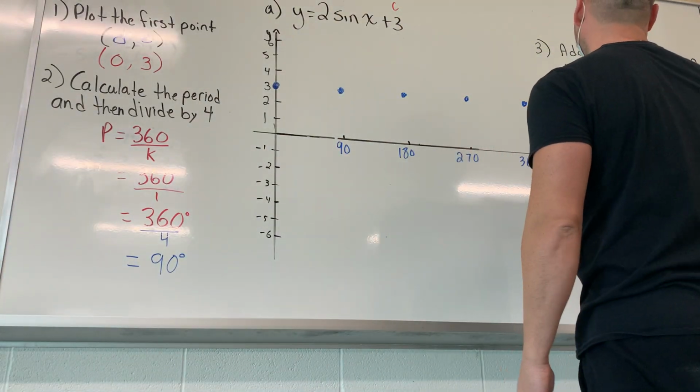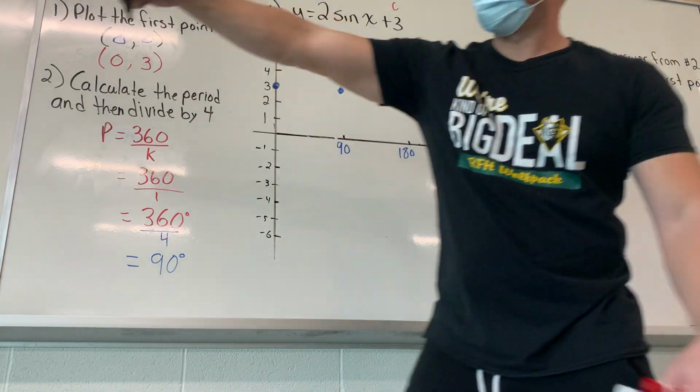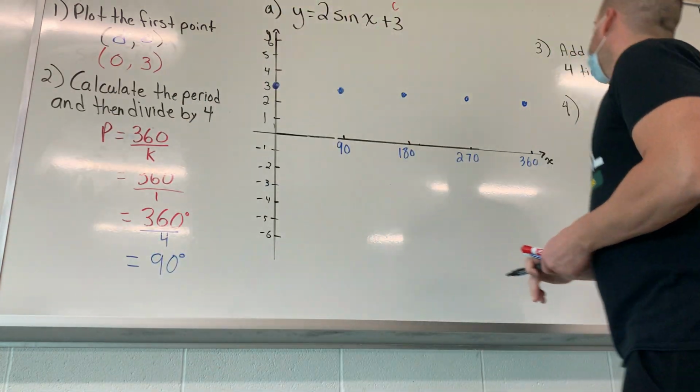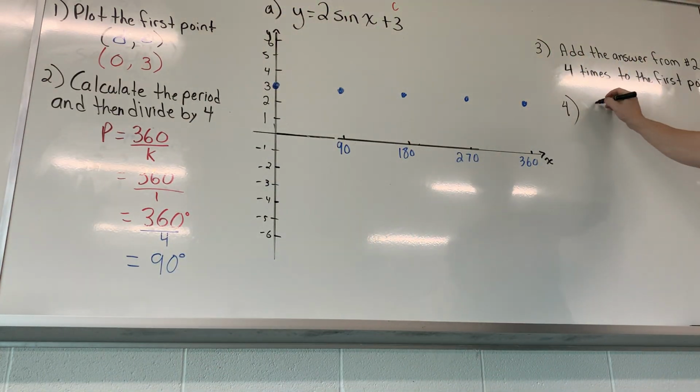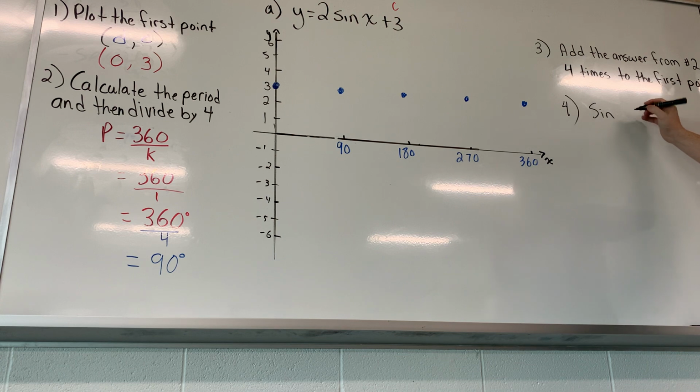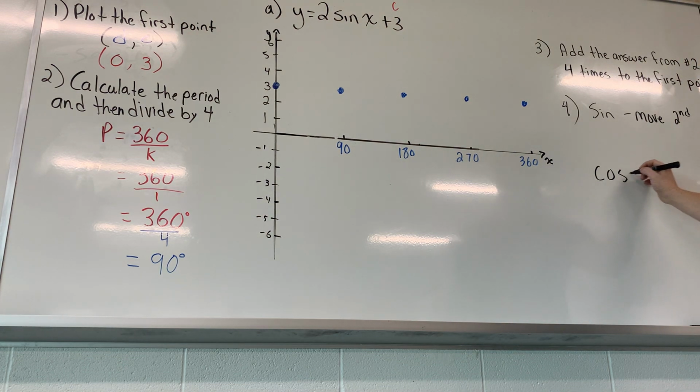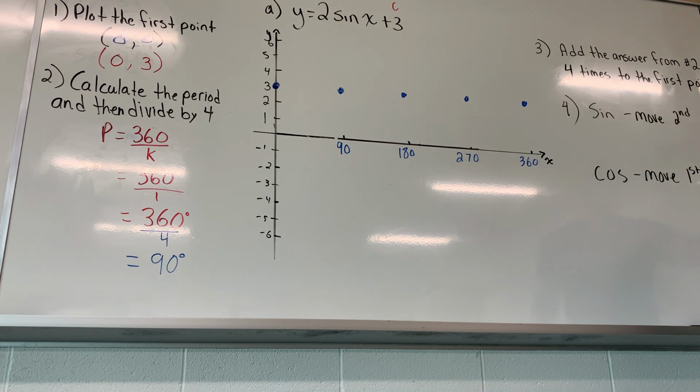Last step. These 5 points are gonna make that wave. If it's sine, we're gonna move the second and fourth point. If it's cos, we are gonna move the first, third, and fifth points.